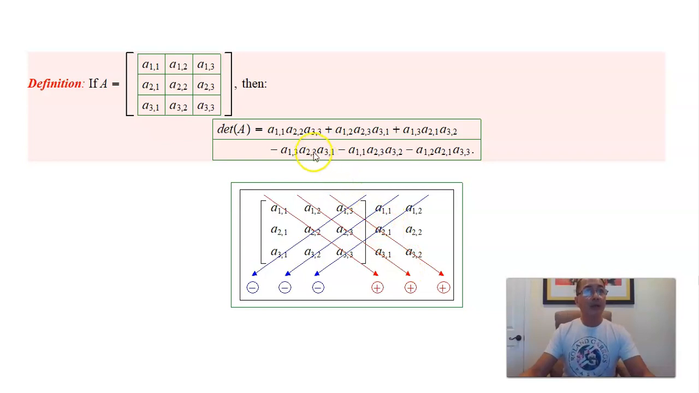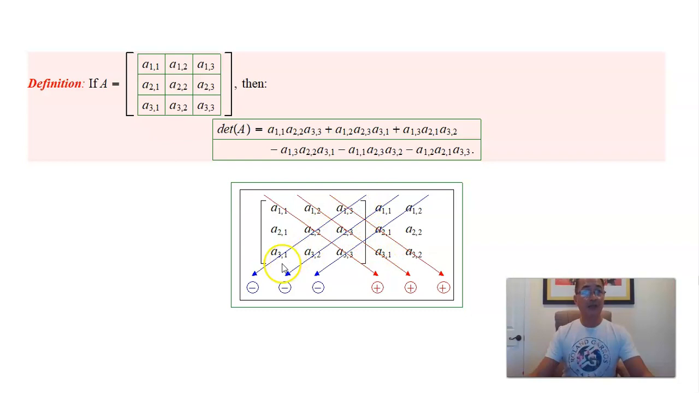Okay. Who are the positive terms? 1, 1, 2, 2, 3, 3. Okay. And then we have 1, 2, 2, 3, 3, 1, because 3, 1 was over here. Last positive term, 1, 3, 2, 1, 3, 2.